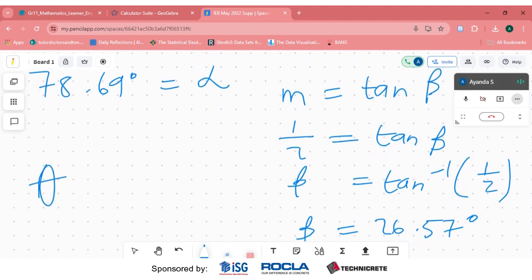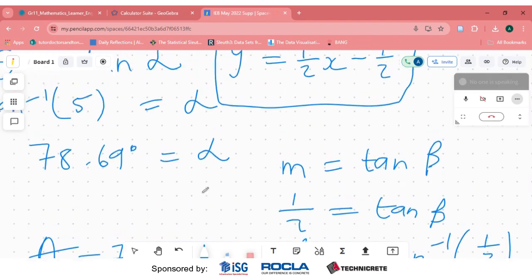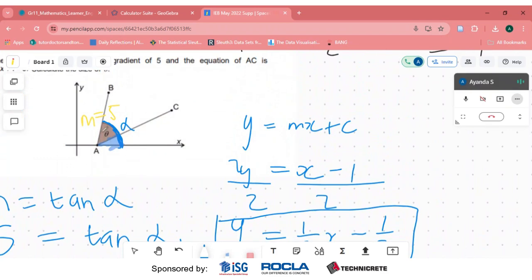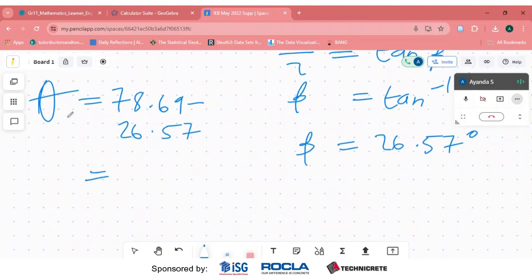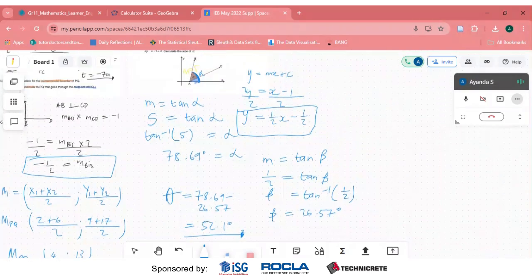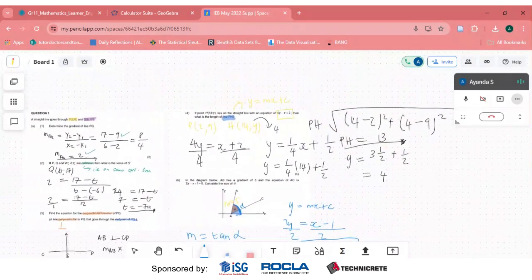So to get theta, we take 78.69 minus 26.57, because theta is the value of alpha minus the smaller value beta. And we find that theta is equal to 52.1 degrees. And that's it for question 1 of the IEB Grade 12 Supplementary Exam from 2022, covering analytical geometry.